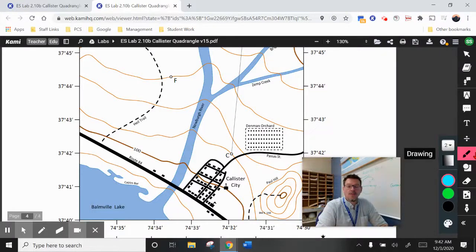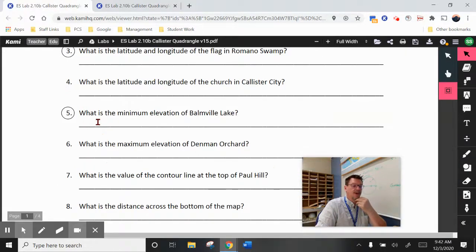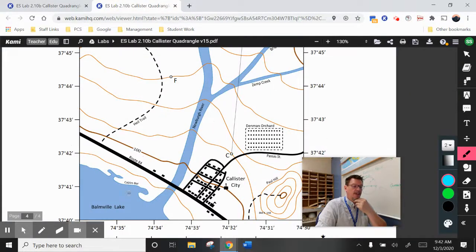Hi, so this is Lab 210B, Callister Quadrangle, how-to for question number 5. Question number 5 is, what is the minimum elevation of Balmville Lake? Balmville Lake is down in the lower left-hand corner of the map, and we're interested in the elevation as compared to what else is going on the map.